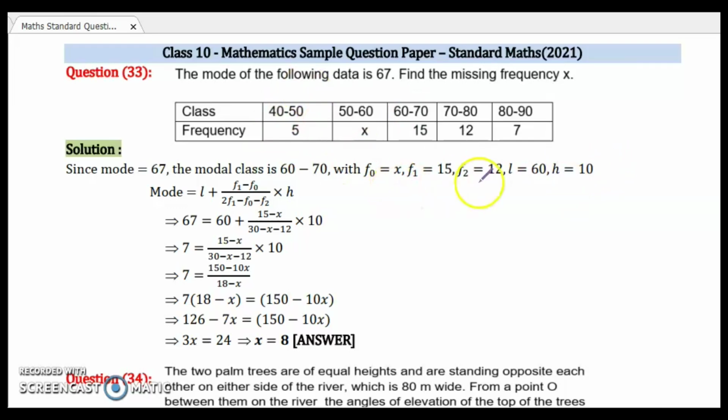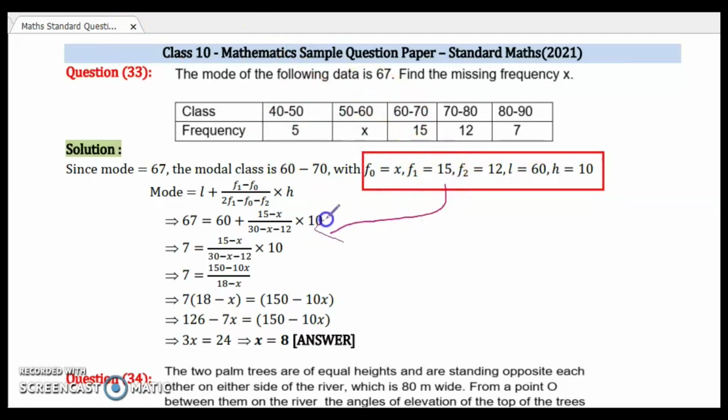Take all these answers and substitute in your formula. Therefore put everything here. If you put it here, we are getting the mode formula. Mode is already given in your question, that is 67 equal to 60 plus 15 minus x divided by 30 minus x minus 12, into 10.